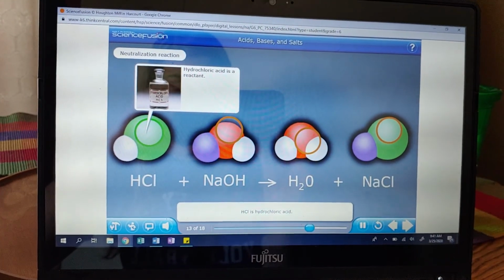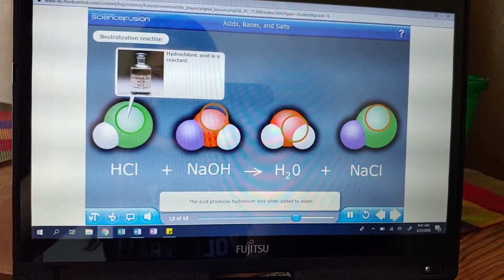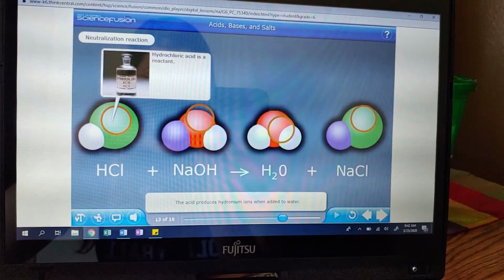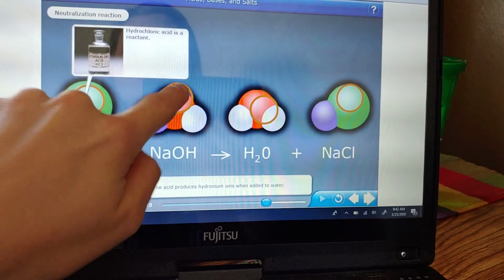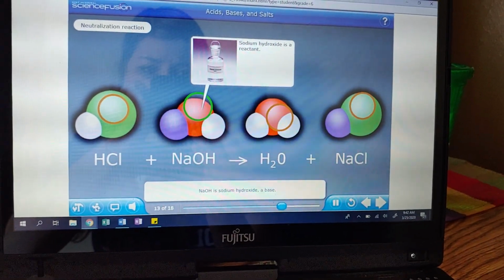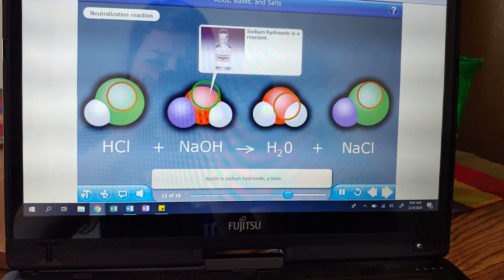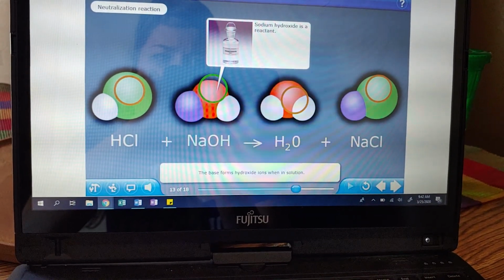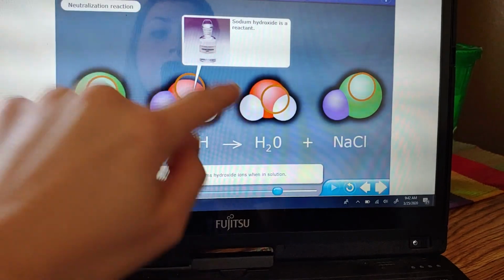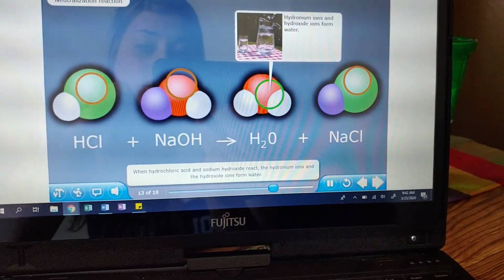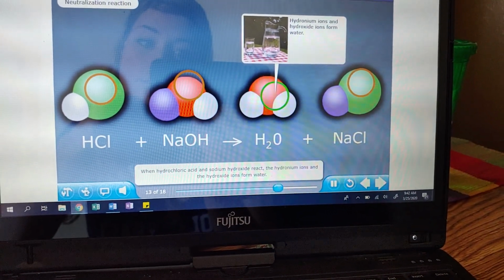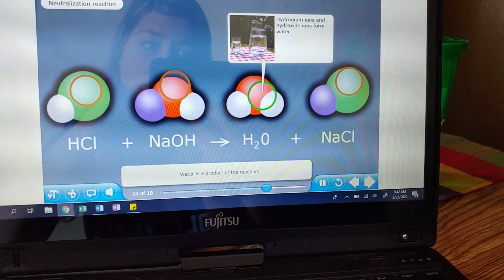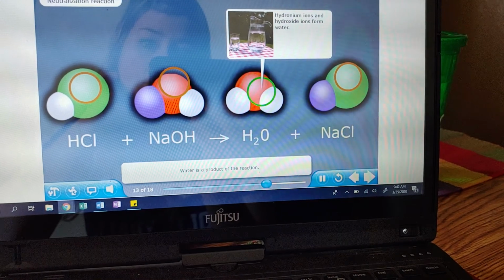HCl is hydrochloric acid. The acid produces hydronium ions when added to water. NaOH is sodium hydroxide, a base. The base forms hydroxide ions when in solution. When hydrochloric acid and sodium hydroxide react, the hydronium ions and the hydroxide ions form water. Water is a product of the reaction.